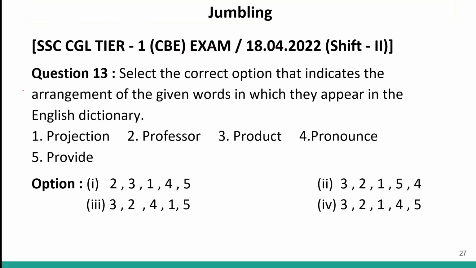Okay. Question number 13. We have to arrange it in English dictionary order. The words are projection, professor, product, pronounce, and provide. So I can see PRO is common in all. So we will move to the letter after O. After O we have J, J is 10. After O we have F, which is 6. After O we have D, which is 4. After O we have N, which is 14. And after O we have V, which is 22. So very clearly we got our order.